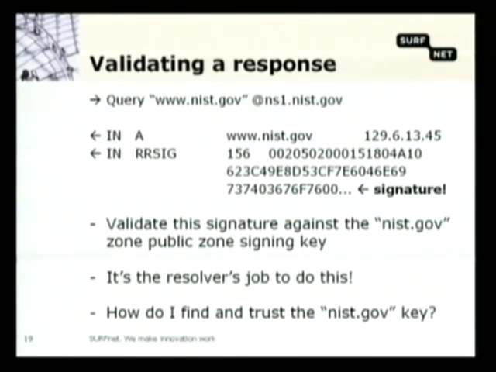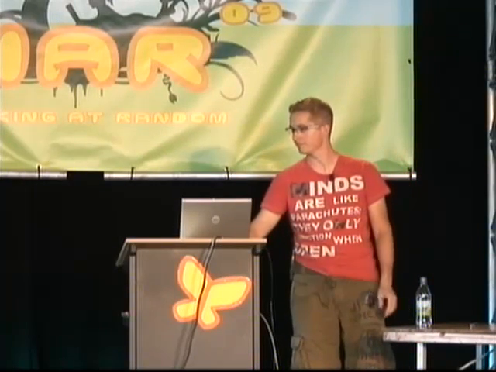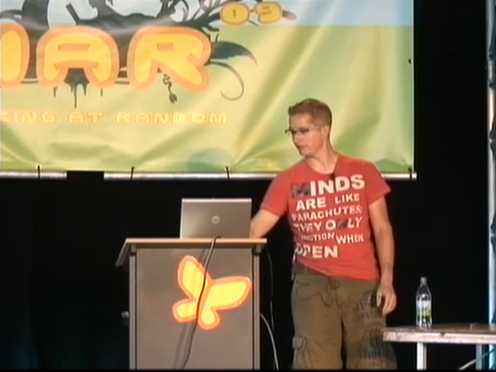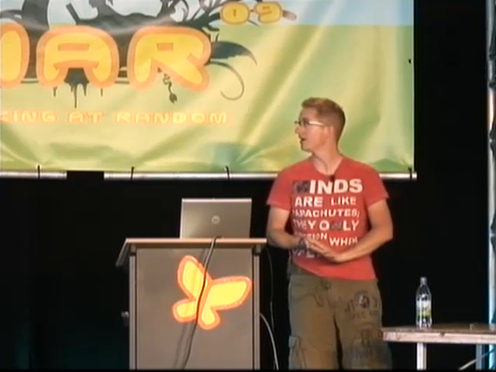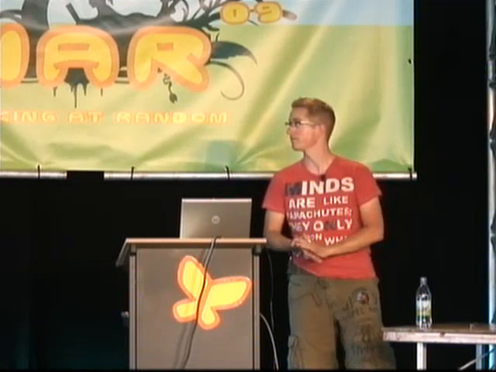Now, whose job is it to do that? Well, your resolver should be checking these answers. But how does it find the key? Well, it can query for the DNSKEY record, but how does it know that it can trust that key? I mean, I can publish a zone, put any public key in it and say, well, that's my key. And I could spoof that. So how do I know that I can trust the nist.gov key? Well, I'm going to answer that in a bit, but first I'm going to show you a little bit about the current state of deployment, because that is necessary to be able to explain the rest of my story.